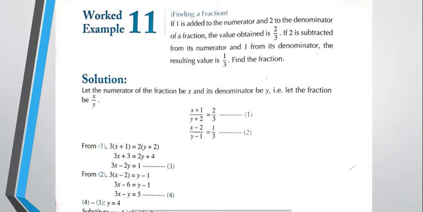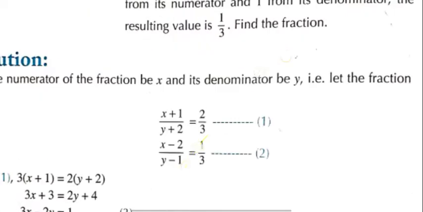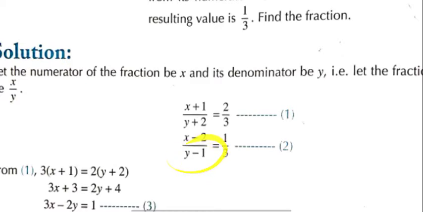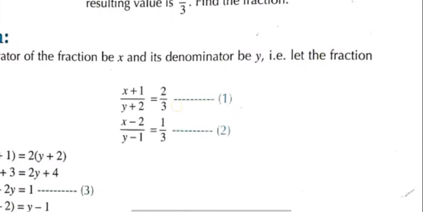Now, the second one. What if 2 is subtracted from its numerator? So now it's x minus 2. And 1 is subtracted also from the denominator, so y minus 1. And the result will be 1 over 3.